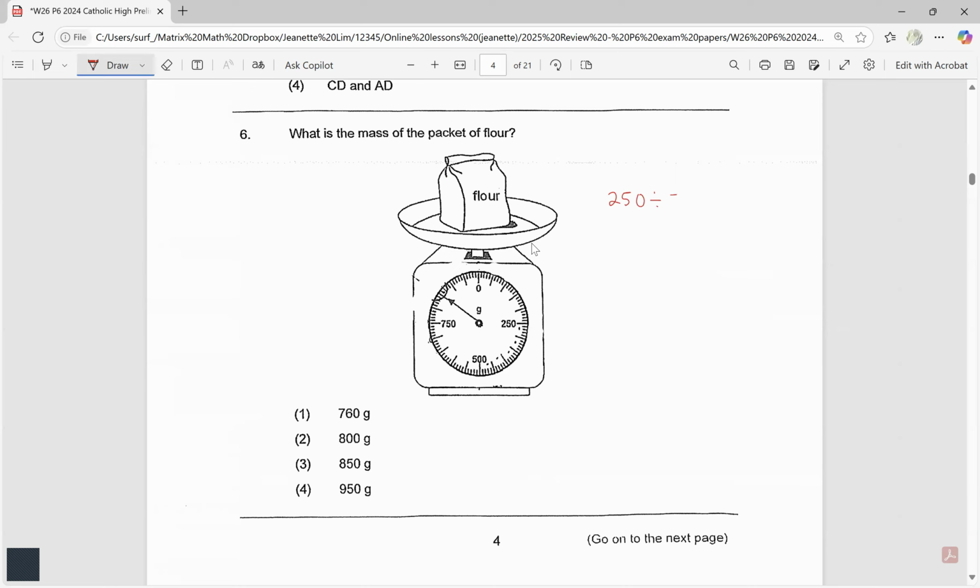So 250 divided by 5 is 50, which means that this is 50, this is 100, and so on. Just check 100, 150, 200, 250. So yes, from 750, you jump by 50 grams twice. So 750 plus 50 plus 50, which is 850. So answer option 3.